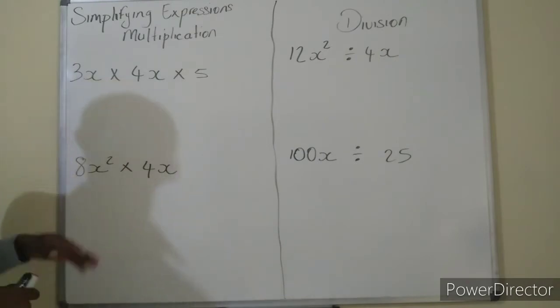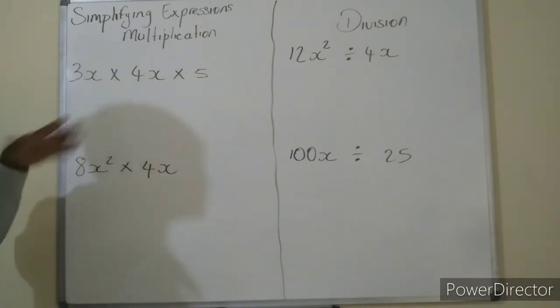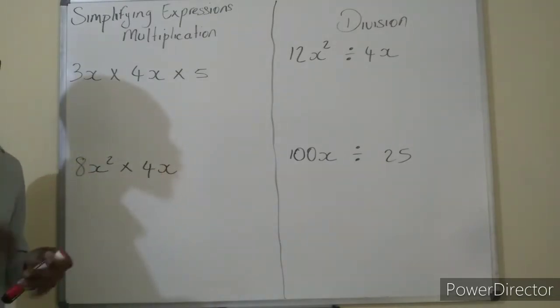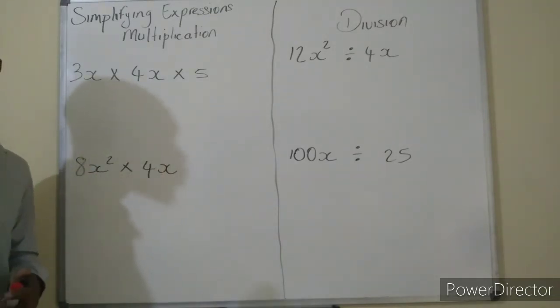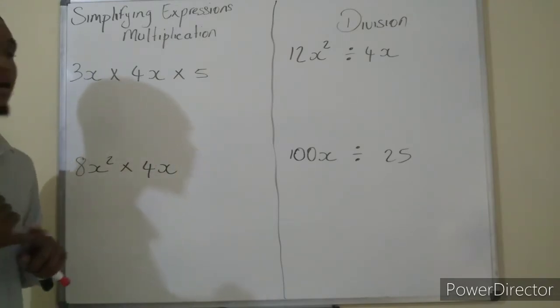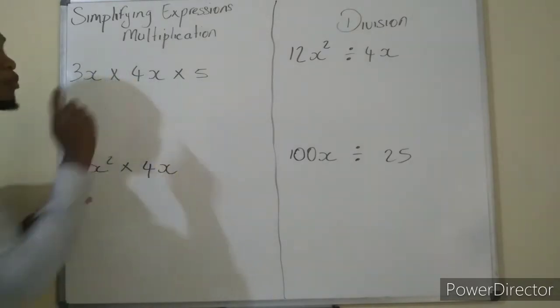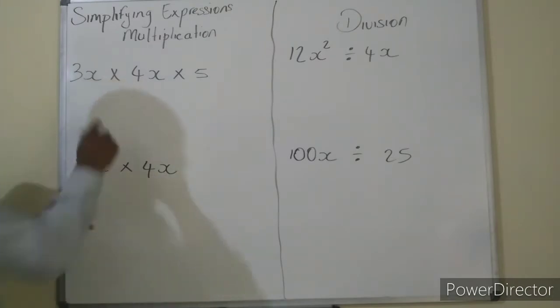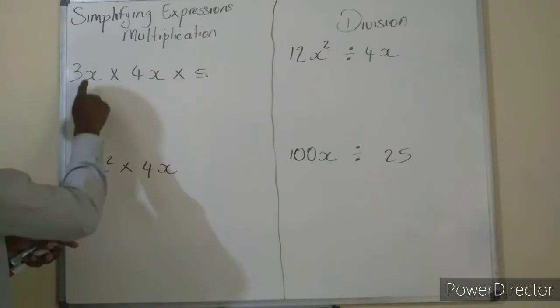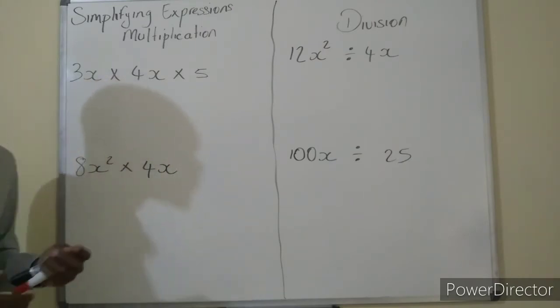As I said in an earlier video, I'll show you how to simplify expressions using multiplication and division. So when you're given a question like this in multiplication, 3x times 4x times 5, for simplifying expressions, you always do one thing when you're multiplying. You focus on each component. Numbers will work together and variables will work together.